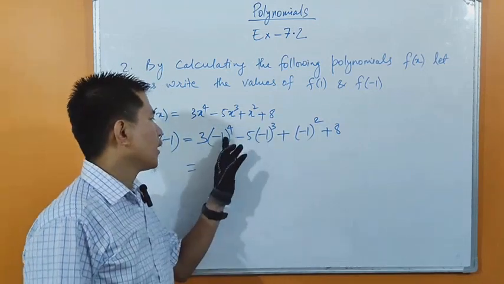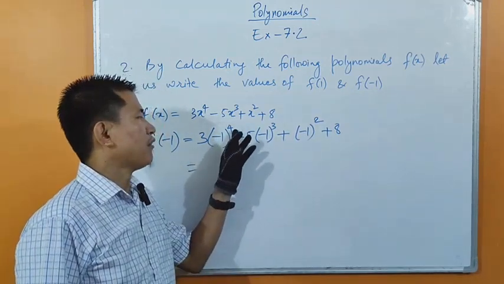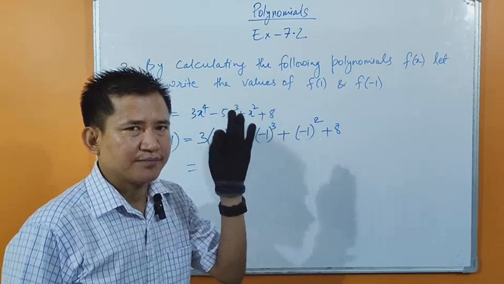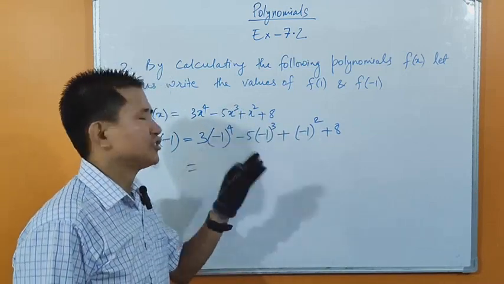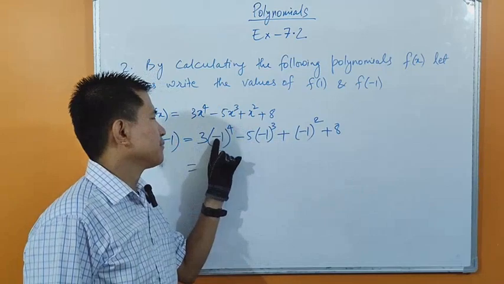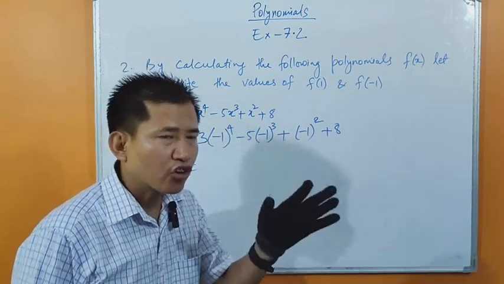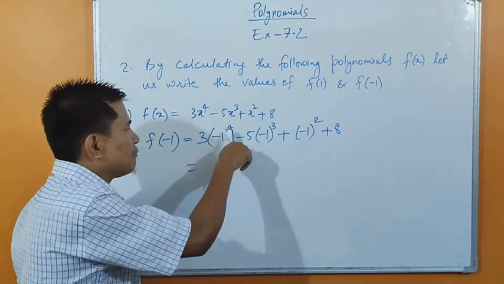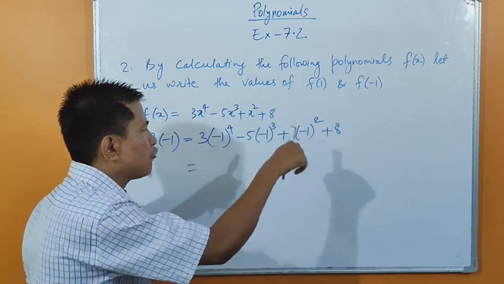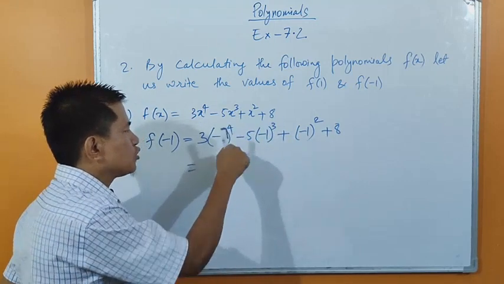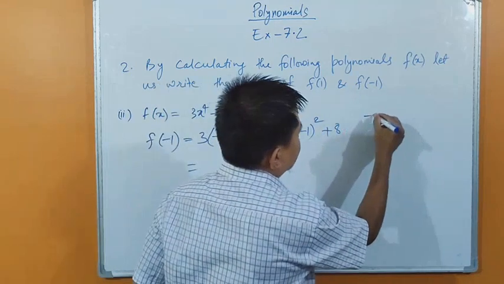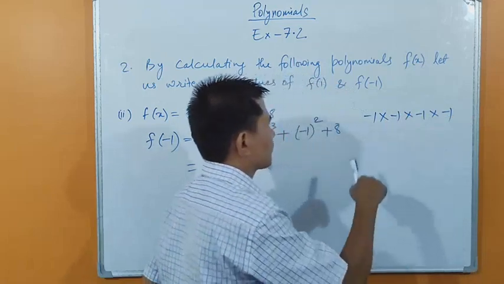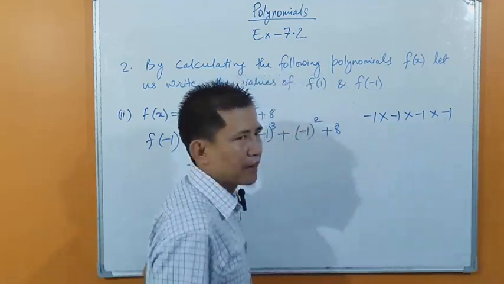Please understand, when there is a minus sign and the power is an even number, the sign changes to plus. And when there is a minus sign and the power is an odd number, the sign remains minus. So this minus 1 is multiplied 4 times, and this power is even, so this becomes plus 1. See here, minus 1 into minus 1 into minus 1 into minus 1. 1, 2, 3, 4. Minus 1 multiplied 4 times.